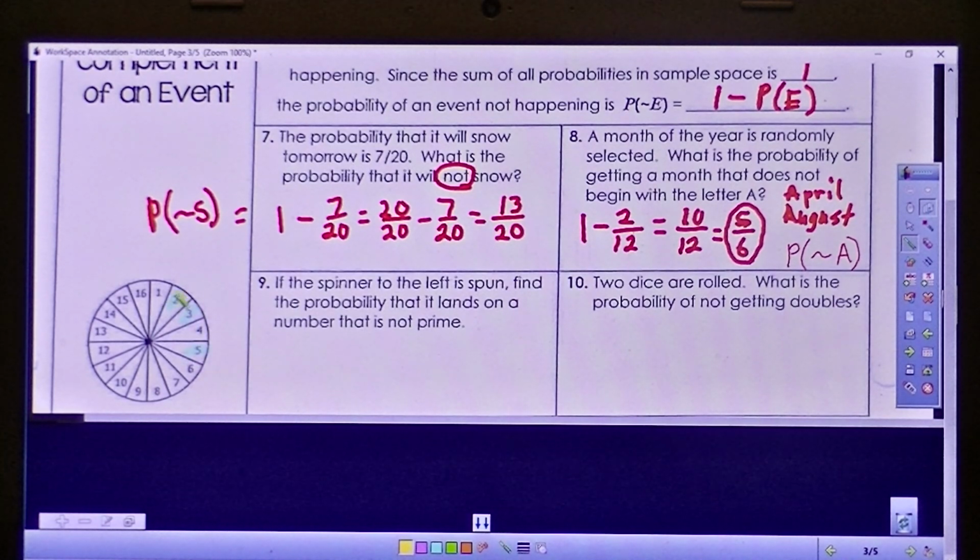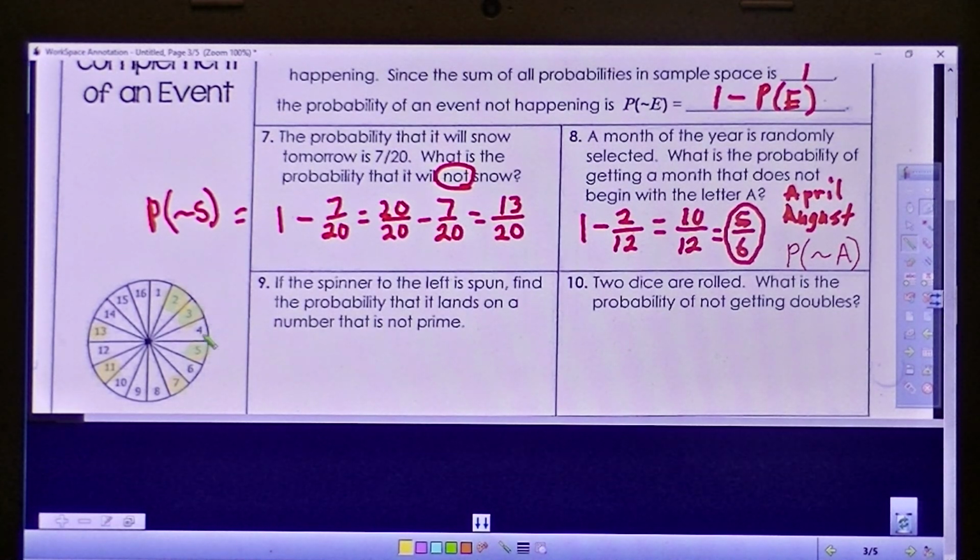Try yellow. See if that helps any. 2. That's not much better. 5, 7, 8, 9, 10, 11, 13, 14, 16. I think that's all of the primes. And again, we don't count the ones. So it's going to be 1, 2, 3, 4, 5, 6 prime numbers. Okay. So if the spinner to the left is spun, find the probability that it lands on a number that is not prime. Okay? That is not prime.